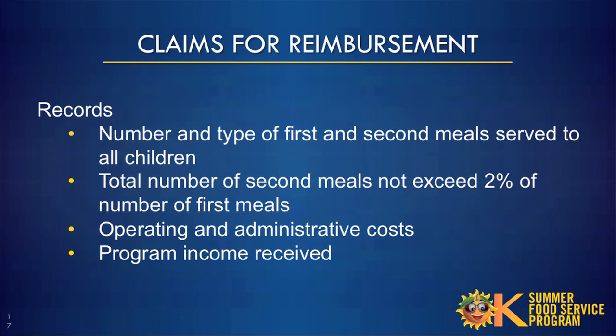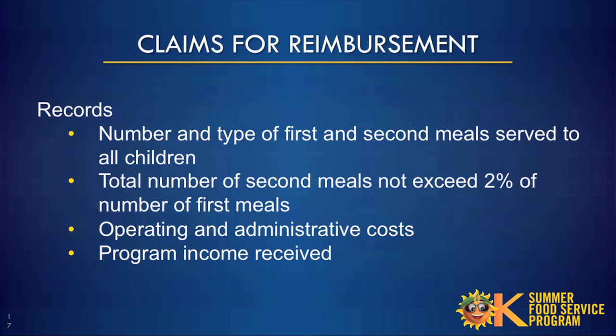Based on records regularly submitted by the sites, sponsors must report the number and type of first and second meals served to all children. Sponsors of camps need to report the meals served to eligible children only. The total number of second meals claimed cannot exceed 2% of the number of first meals for each type of meal served during the claiming period. The SA can provide further guidance on serving second meals and on those situations where second meals will not be reimbursed. A sample consolidation form for first and second meals is located under Forms on the web page.